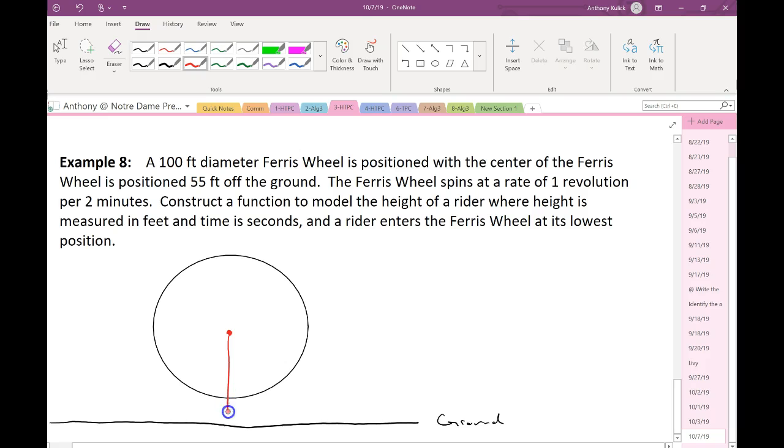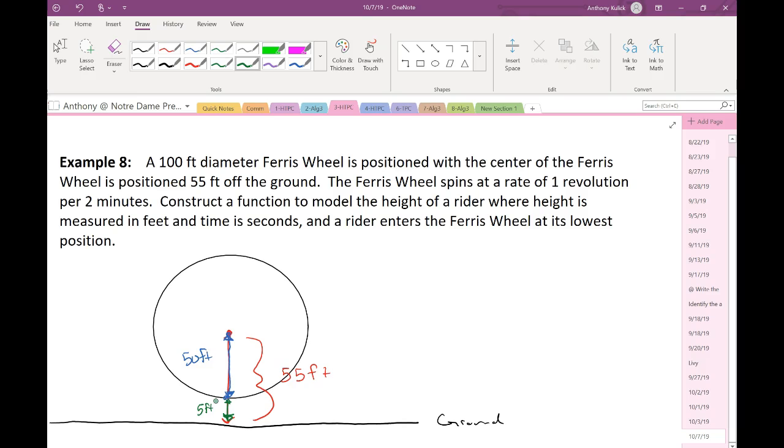So I know that this distance here is how much? 55. I know that this distance here is 50. How did we know that? Good. It's the radius of the circle, which is half the diameter. Okay. So that means that this little section down here is how much? 5 feet. We'll find out in a moment.